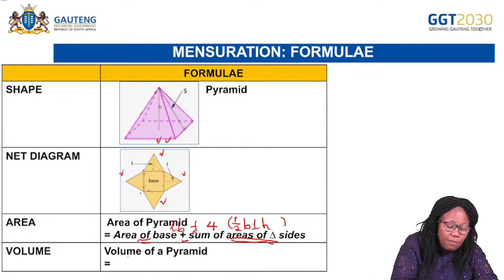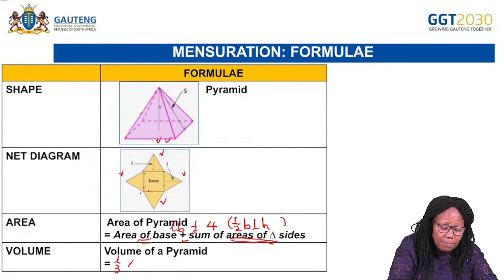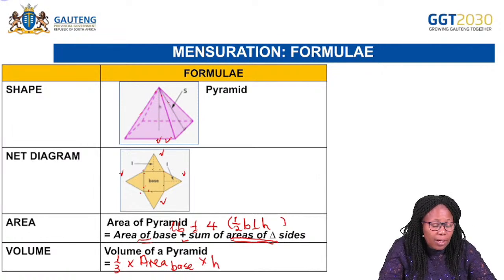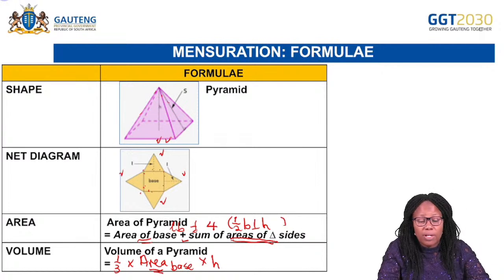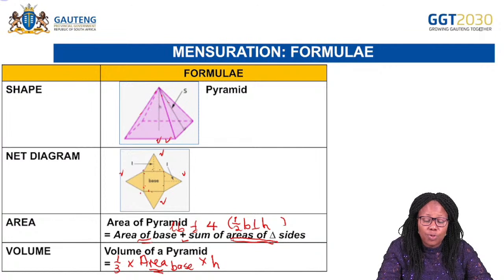With the volume, the formula is 1/3 multiplied by the area of the base, and then we multiply by the height of the pyramid. Okay, and that is 1/3 of the area. Remember, I've already talked about the base. It can be a rectangular base or a square base. It depends on the pyramid that is given to you. So we are applying that, grade 12.